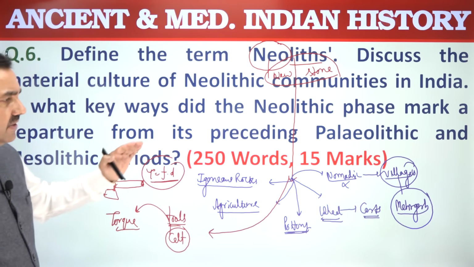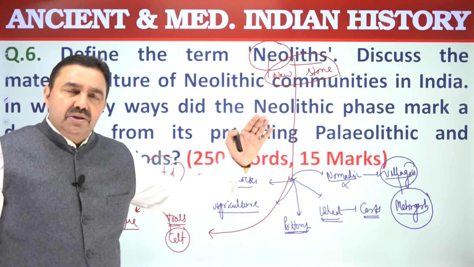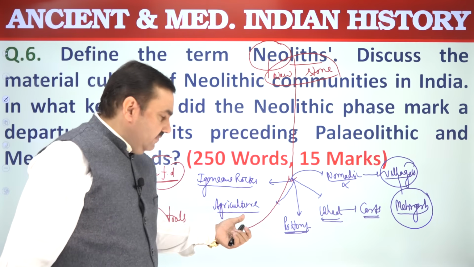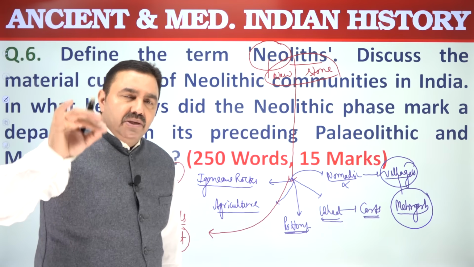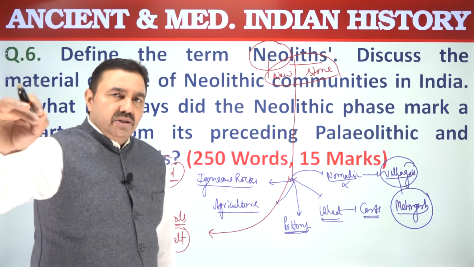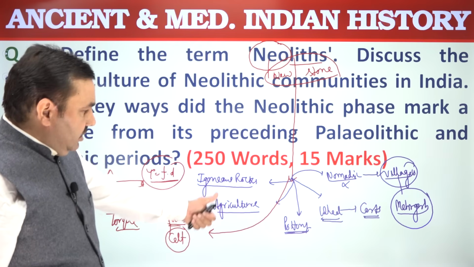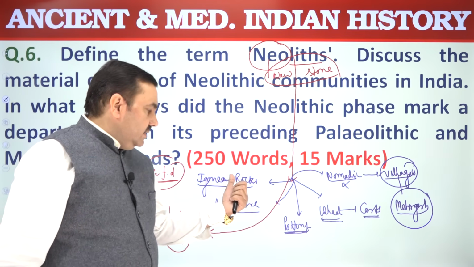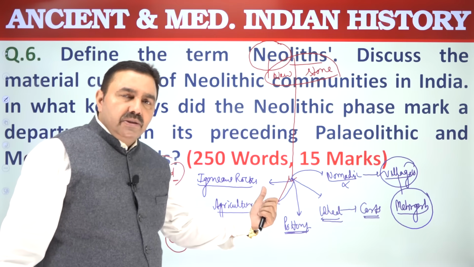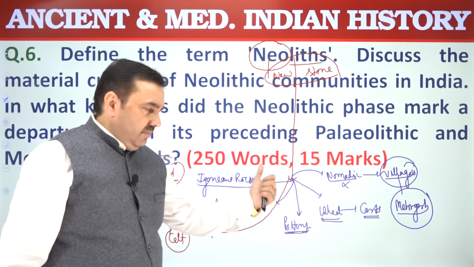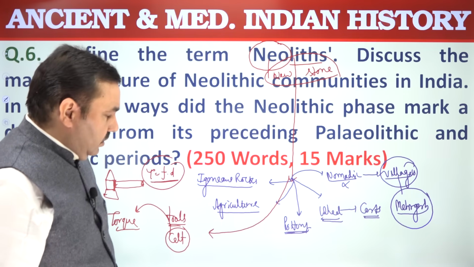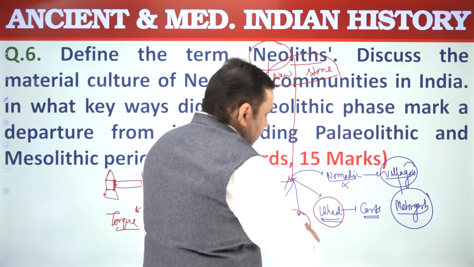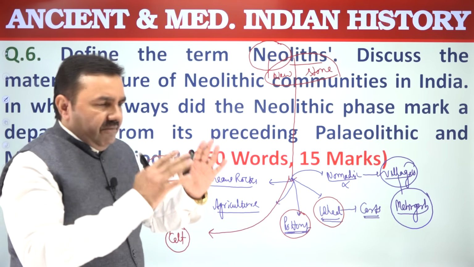So the Neolithic phase was fundamentally different from Paleolithic and Mesolithic times. In Paleolithic times, the economy was hunting and food gathering. In Mesolithic times, the economy was based on hunting, food gathering, and domestication of animals. For the first time, agriculture started. In Meso and Paleolithic periods, sandstone or quartz was used to make tools. Quartz was a variety of sandstone. Pottery was absent, the wheel was absent, life was nomadic in those periods. So this is how the Neolithic age was fundamentally different.